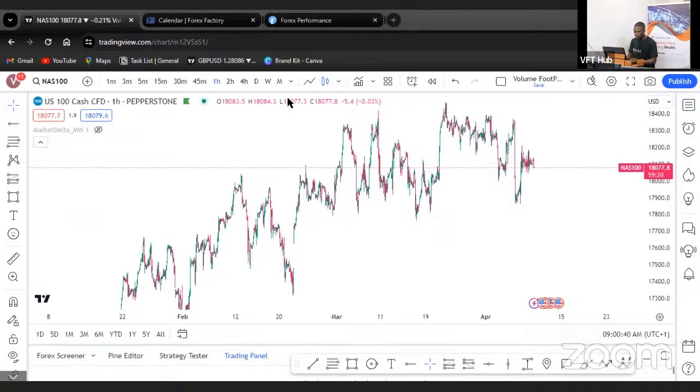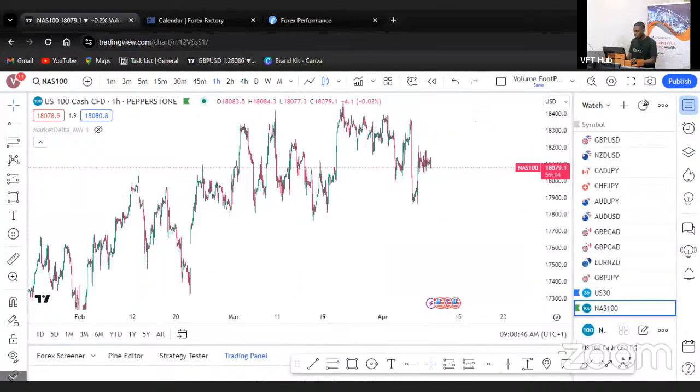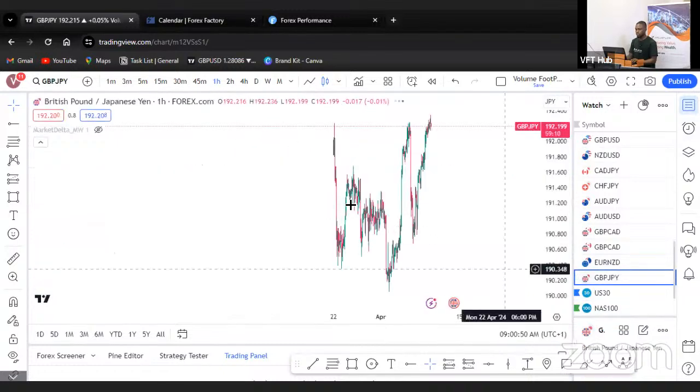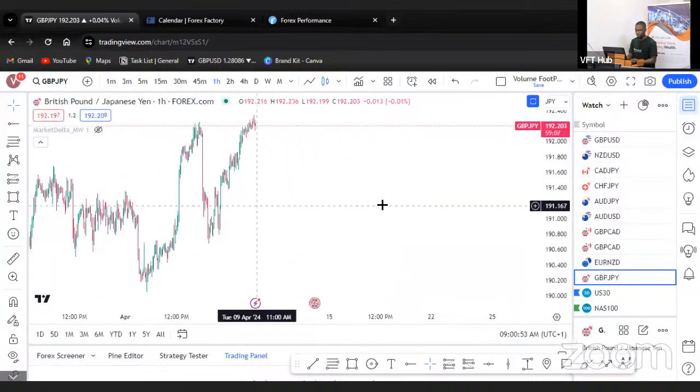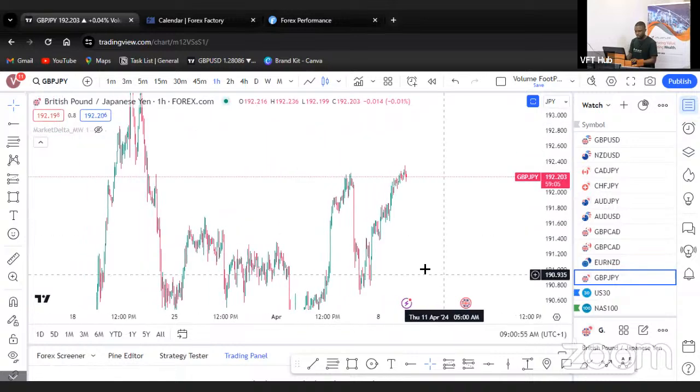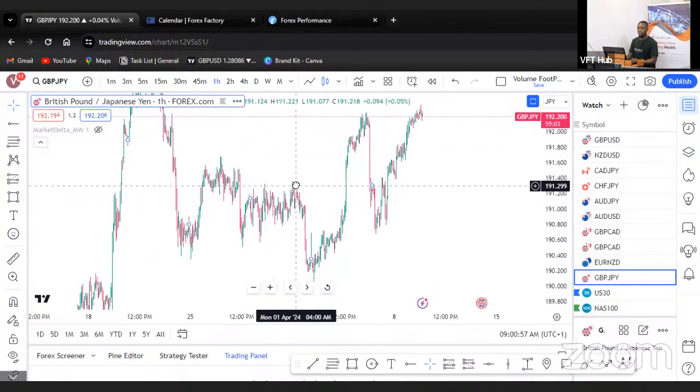Are we still bearish on GBP JPY? I think that question is in regard to yesterday's analysis. Still bearish on GBP JPY?